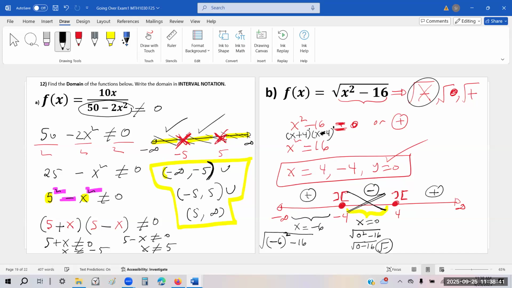Now I gave you this question before. What is (-6) in parentheses squared? Is it positive 36 or negative 36? Positive 36. So you get 36 minus 16. Is it positive or negative? Positive. See? So yep, you can use this interval.